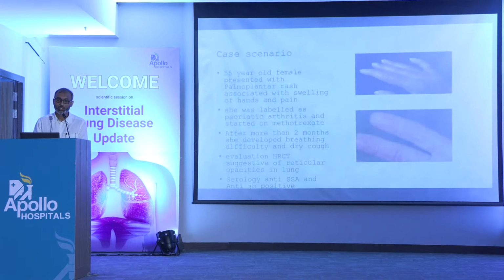Now, coming to a case scenario, a 55-year-old female presented with a palmoplantar rash associated with swelling of hands and pain. She was labeled as psoriatic arthritis and started on methotrexate. After more than 2 months, she developed breathing difficulty and dry cough. On evaluation, HRCT was suggestive of reticular opacity in lung, and serology, anti-SSA and anti-Jo, was positive. So this is a patient of antisynthetase syndrome, which was mislabeled as psoriatic arthritis to start with, and there was a lapse in diagnosis of 2 to 3 months where we could have caught it and started treatment early.